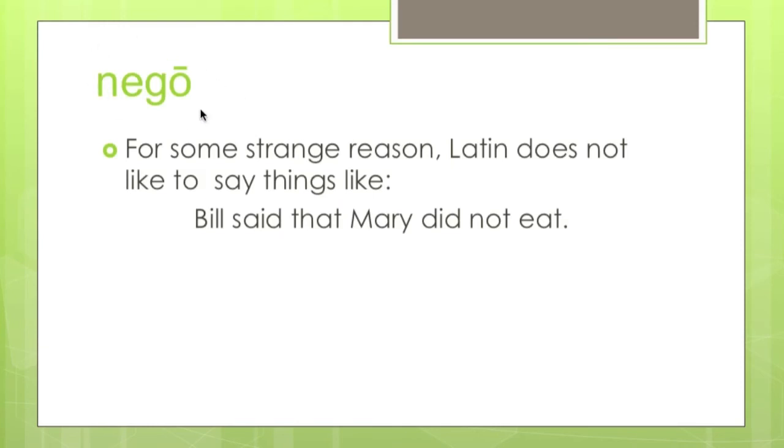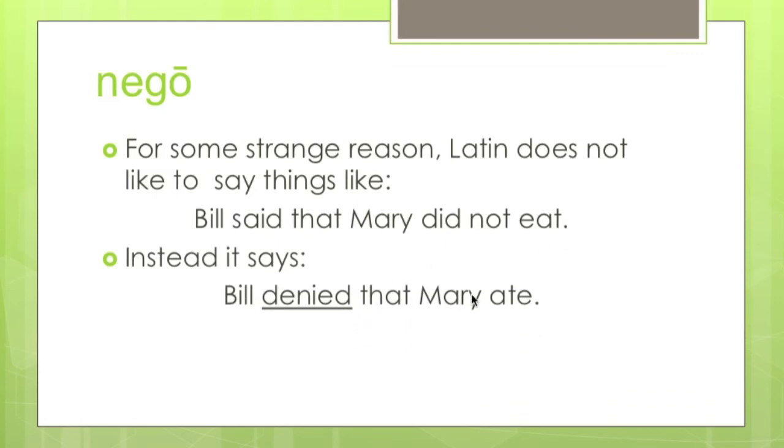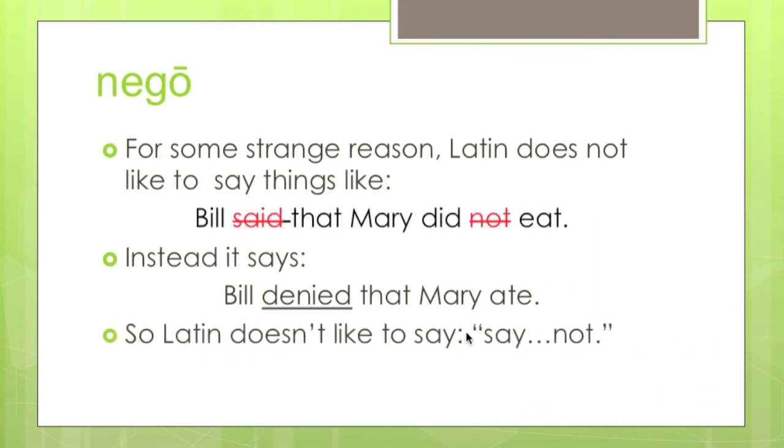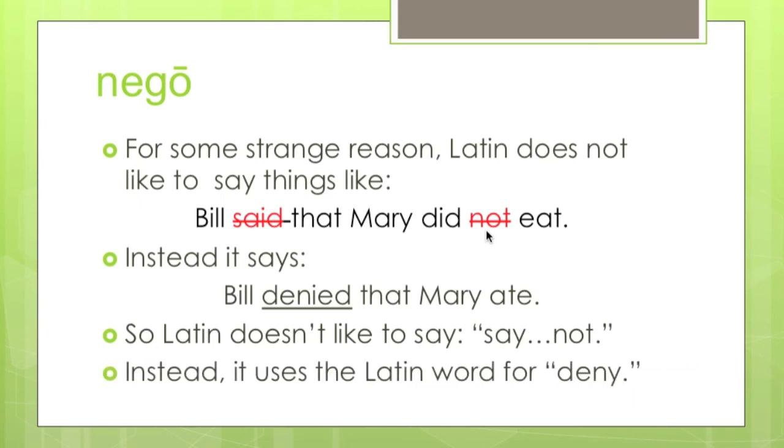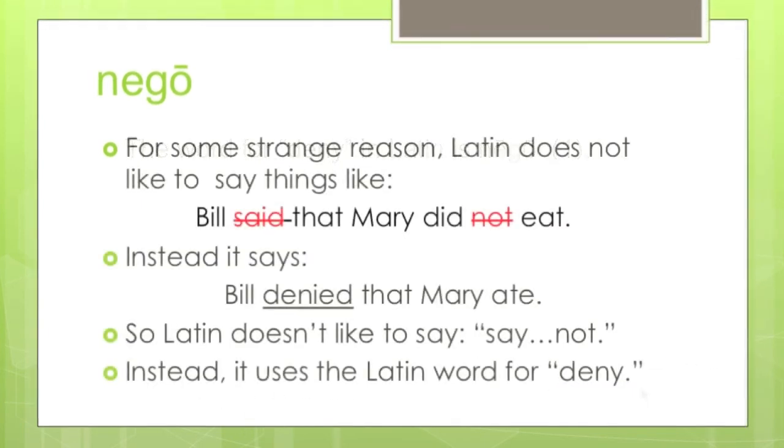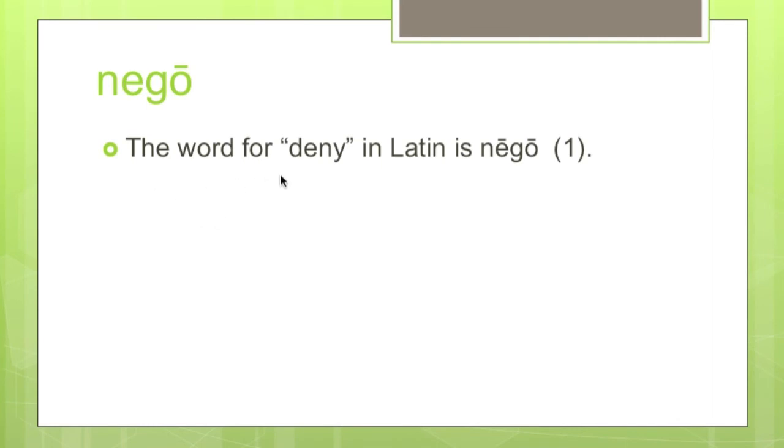Now let's move on to the topic of nego. For some strange reason, Latin doesn't like to say things like, Bill said that Mary did not eat. Instead it says, Bill denied that Mary ate. So Latin doesn't like to say not. In other words, it doesn't use the word dico and then have a not in the indirect statement after the dico. It doesn't like to do that. Instead, it uses the Latin word for deny. The word for deny in Latin is nego, negare, negavi, negatus.